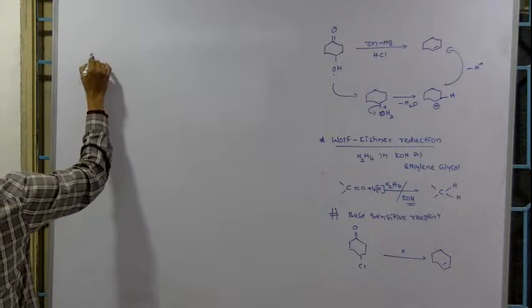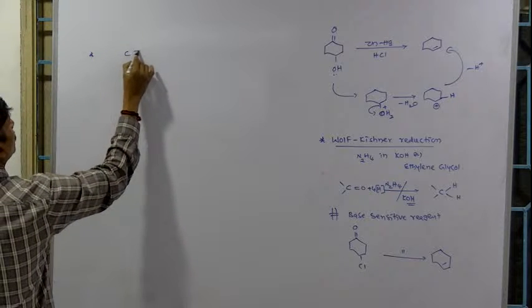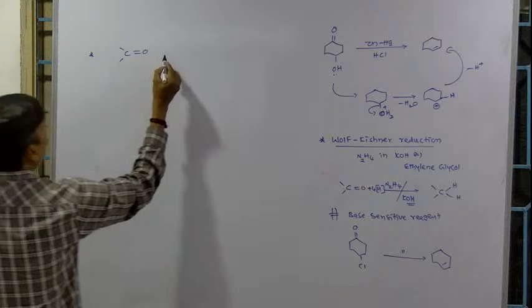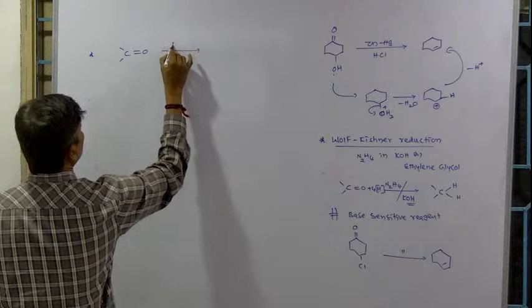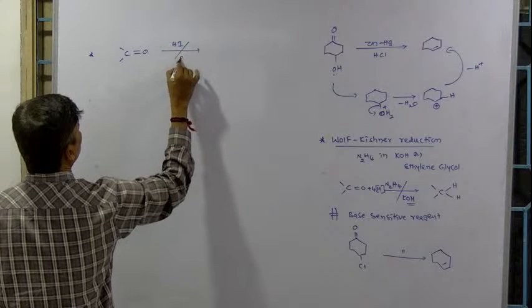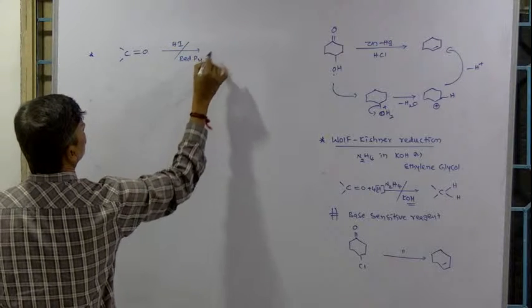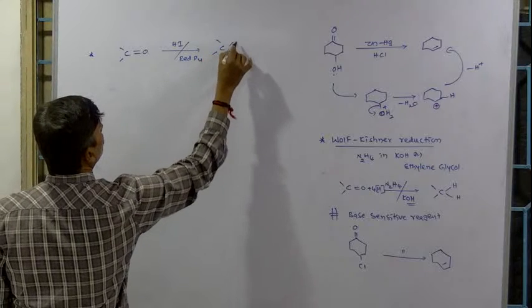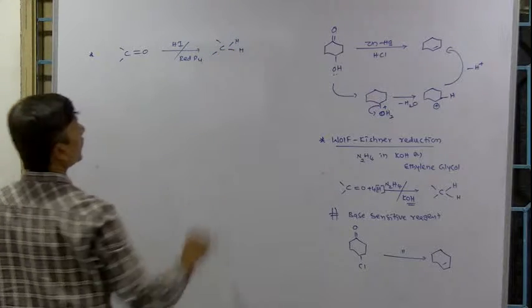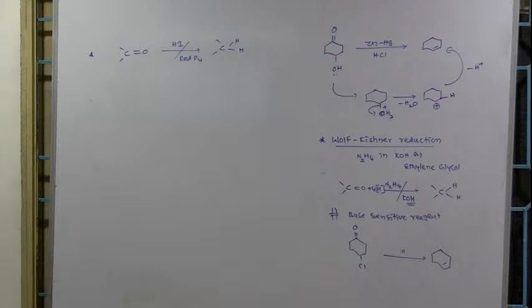Next, one more: a carbonyl compound reduced with HI and red phosphorus also gives what? Alkane. Write the reaction.